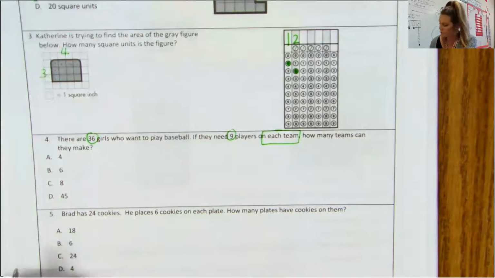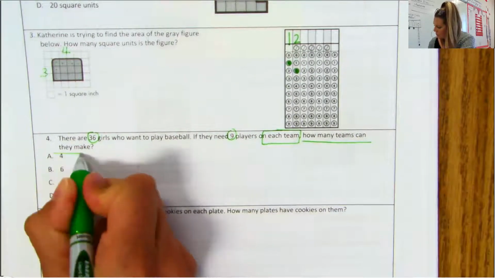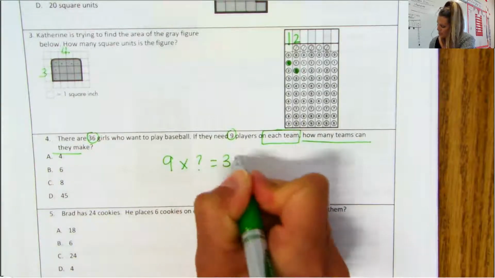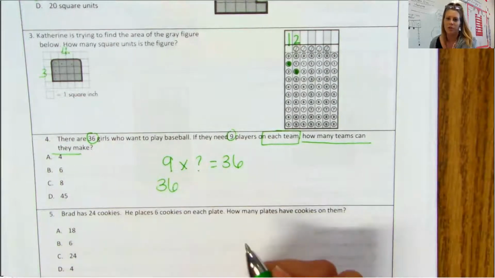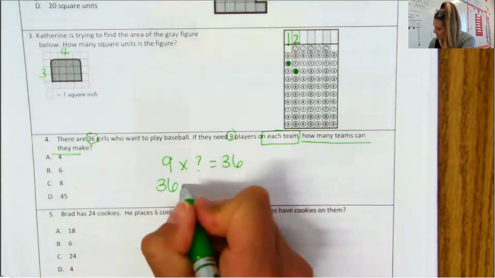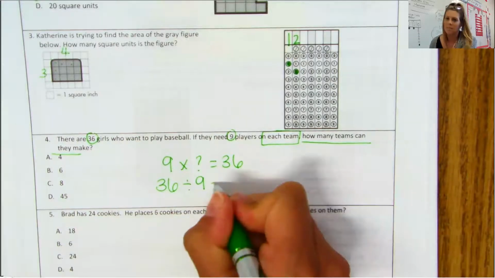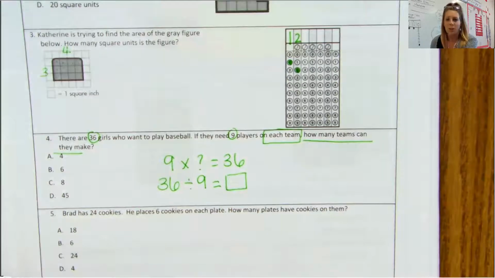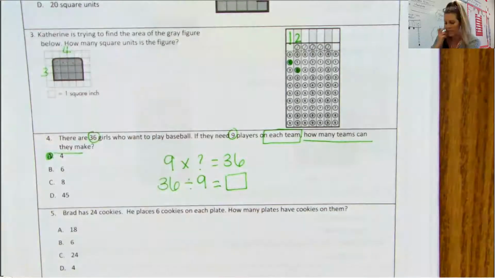There's 2 ways we could have solved this. It wants to know how many teams can they make. So I can do 9 times blank equals 36. Or I can start with that big number. I've got those 36 girls. I'm breaking them up with 9 girls on each team. And how many teams would there be? Well, I know 9 times 4 equals 36. So you should have picked 4 for that one, A.